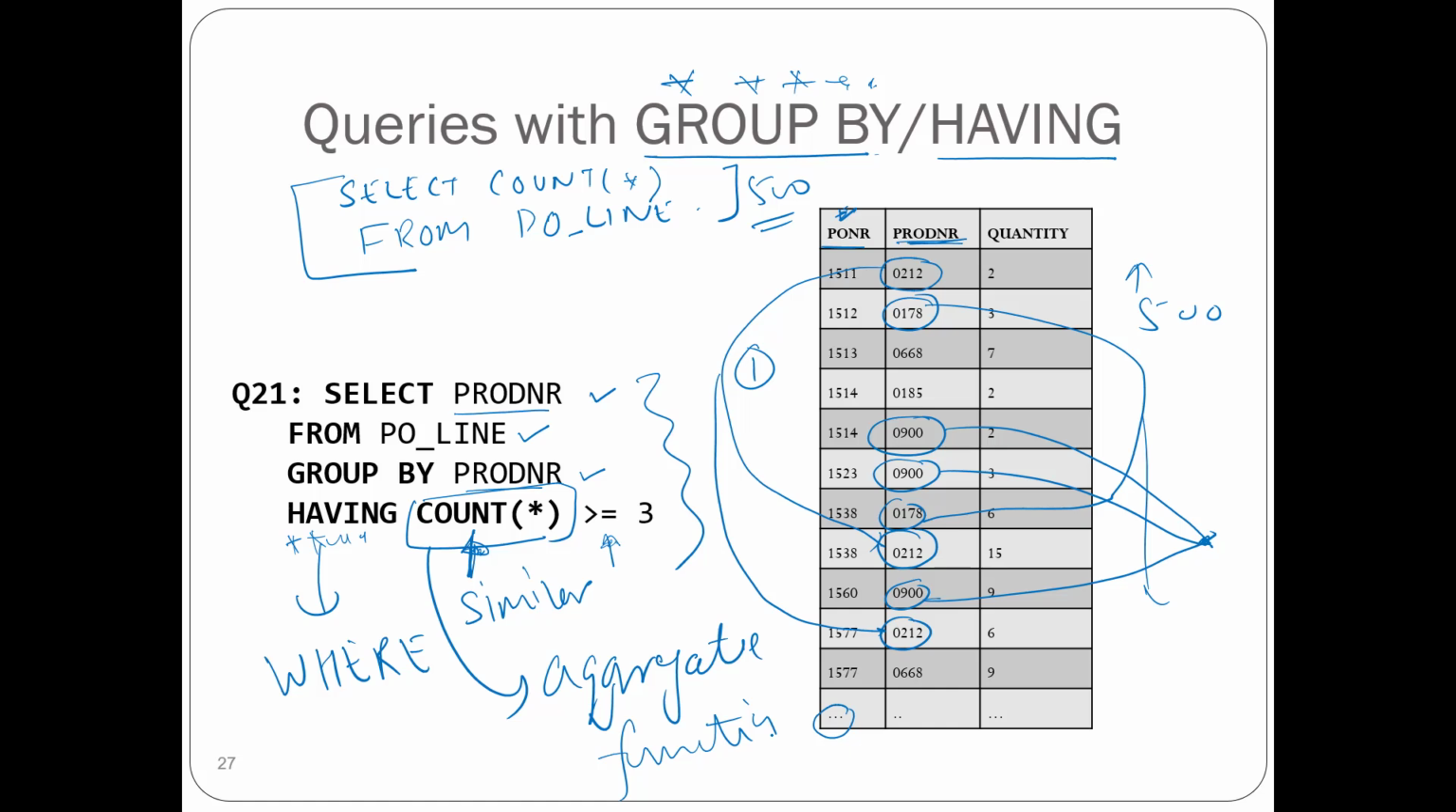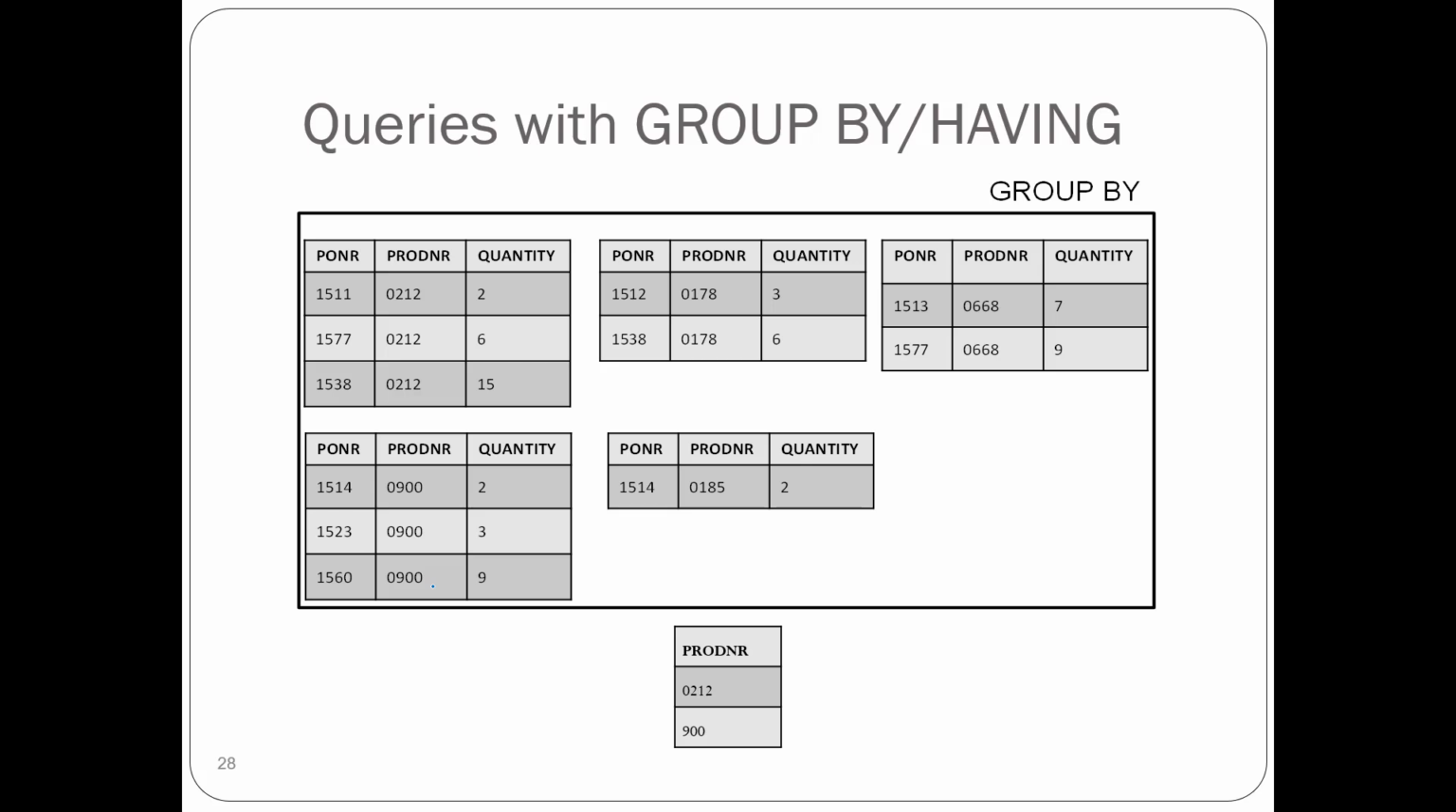Fine. So what is our query doing here? Our query is returning the product number from the purchase order line, where this product number has been listed 3 times or more than 3 times. That's what we achieve by grouping by product number and then applying a having on the count star. Good. To illustrate what is going on, we can look at this picture.